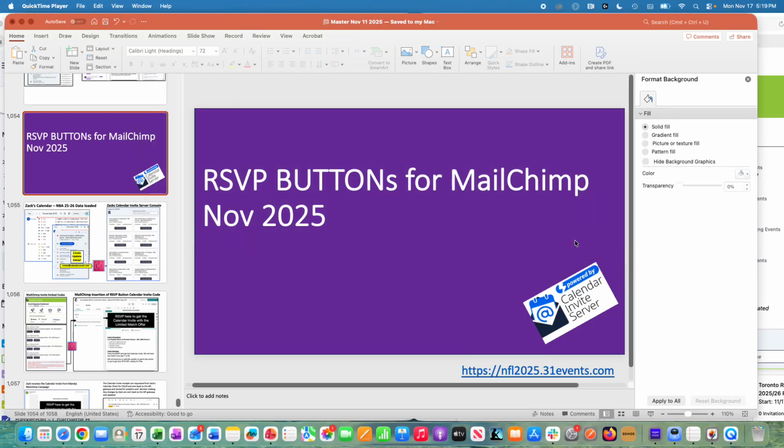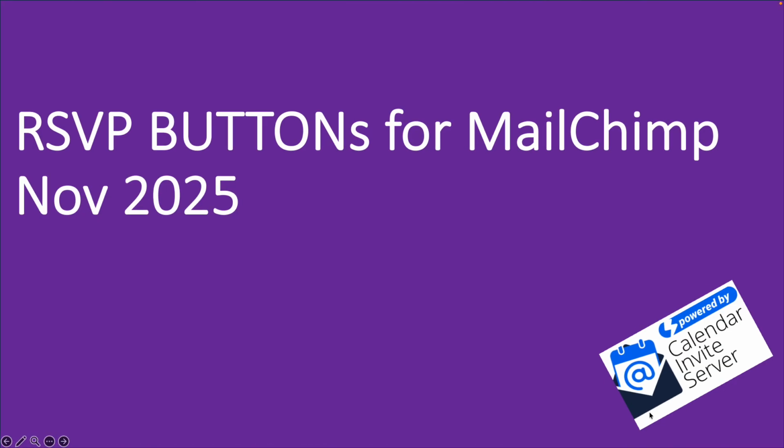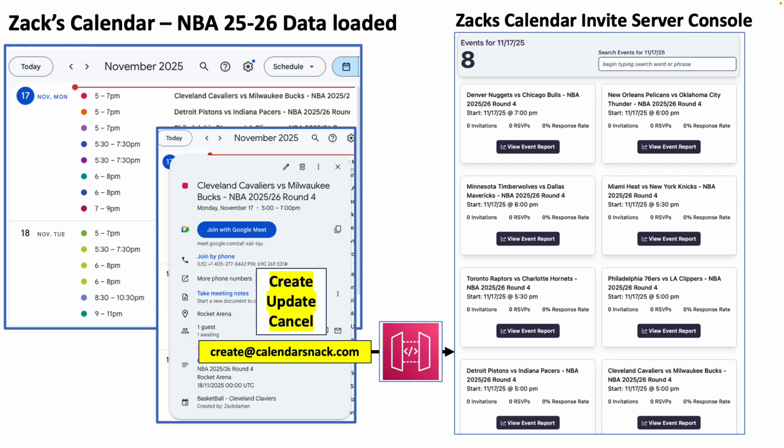Hi, this is a recap here for November 17th, in particular a topic that is our number one use case. It's RSVP buttons. Our buttons are used as API code inserts into email marketing platforms like MailChimp. And with regards to what I've been doing today is getting through the MBA data set.